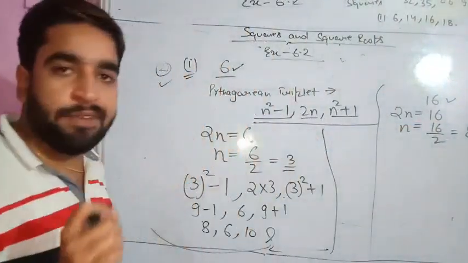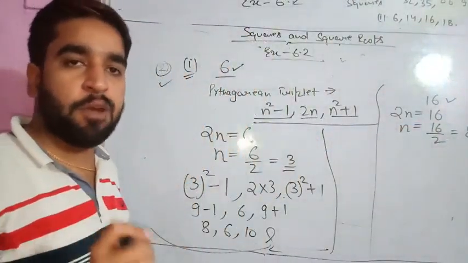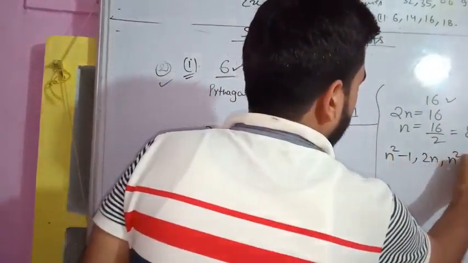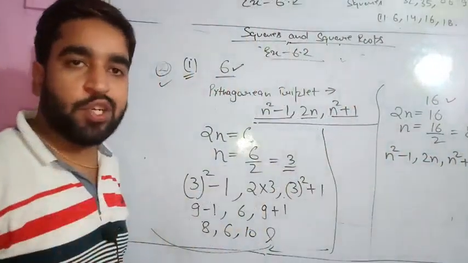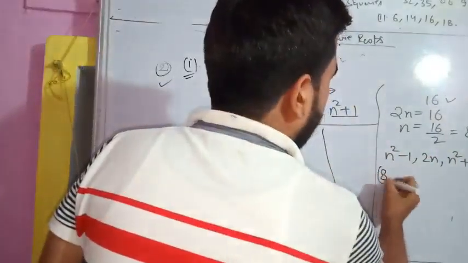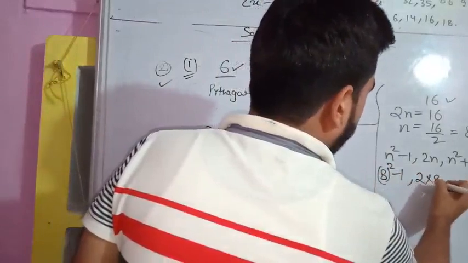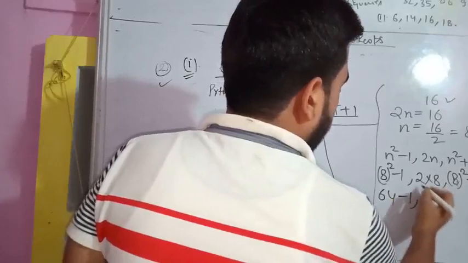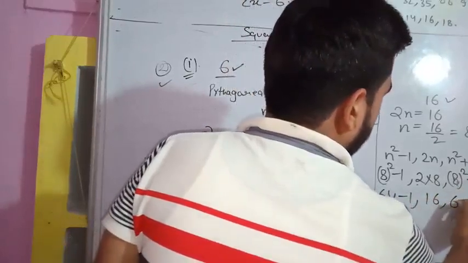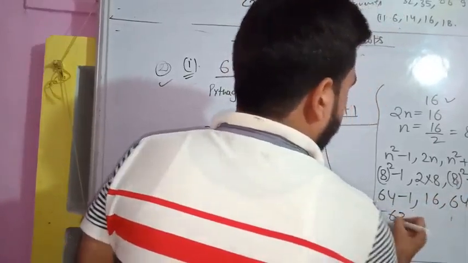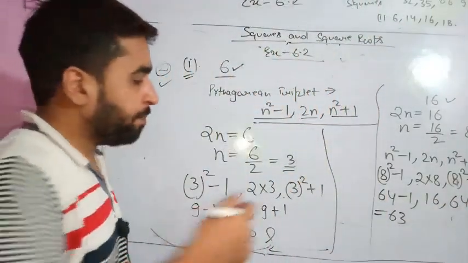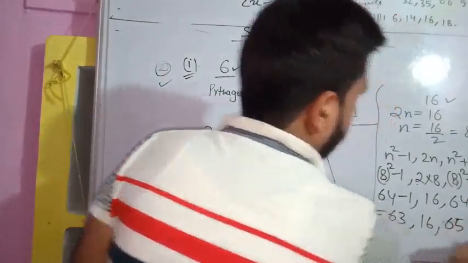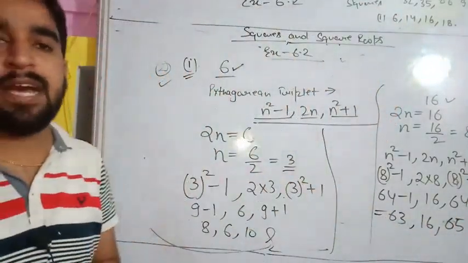After calculating the value of n, we should remember the formula of the Pythagorean triplet, and that is n square minus 1, comma, 2n, comma, n square plus 1. Substitute the value of n here. So this will become 8 square minus 1, comma, 2 into 8, comma, 8 square plus 1. 8 square is 64 minus 1, 2 8s are 16, 8 square plus 1. So 64 minus 1 is 63, then 16, then 64 plus 1 is 65. So all these members we have calculated by ourselves.